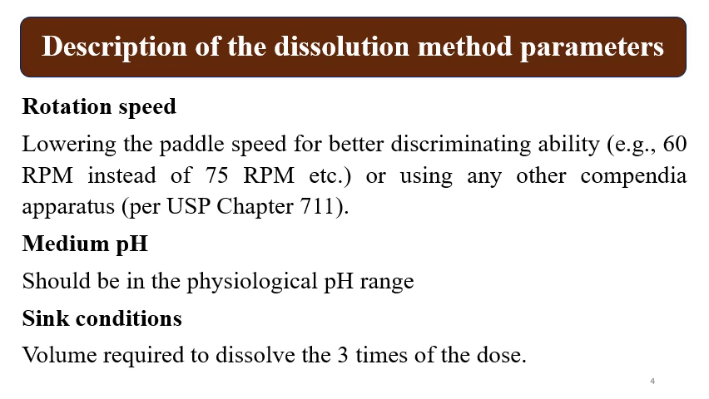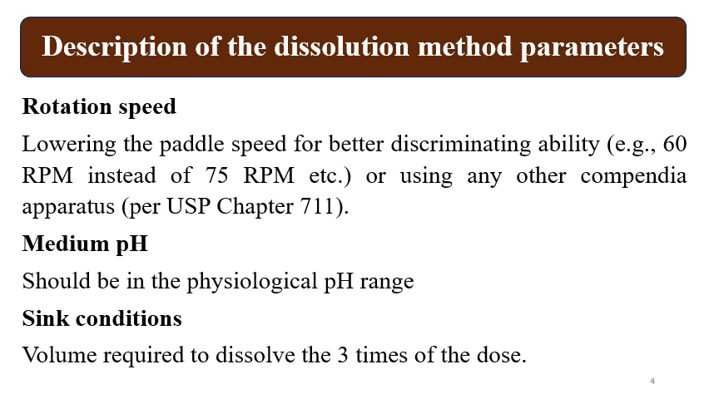Like if we are using USP apparatus 2, the paddle apparatus, at 75 rpm, then instead of 75 rpm the dissolution can or should be tested at 60 rpm to test whether there is any discriminatory power loss or gain with lower speed, or using any other compendial apparatus as per USP chapter 711.